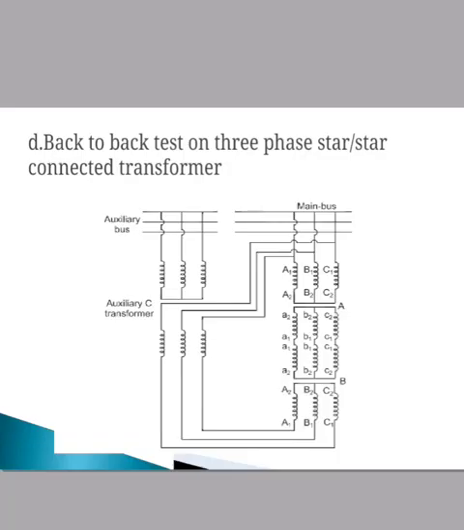Then the next method to find the temperature rise is the back to back test on a three phase star star connected transformer. For measuring the temperature rise by the back to back method in case of a three phase star star connected transformer, two identical star star connected transformers A and B are connected in phase opposition on the secondary, so that the resultant voltage on the secondary side will be 0 when no voltage is introduced from the auxiliary transformer C.